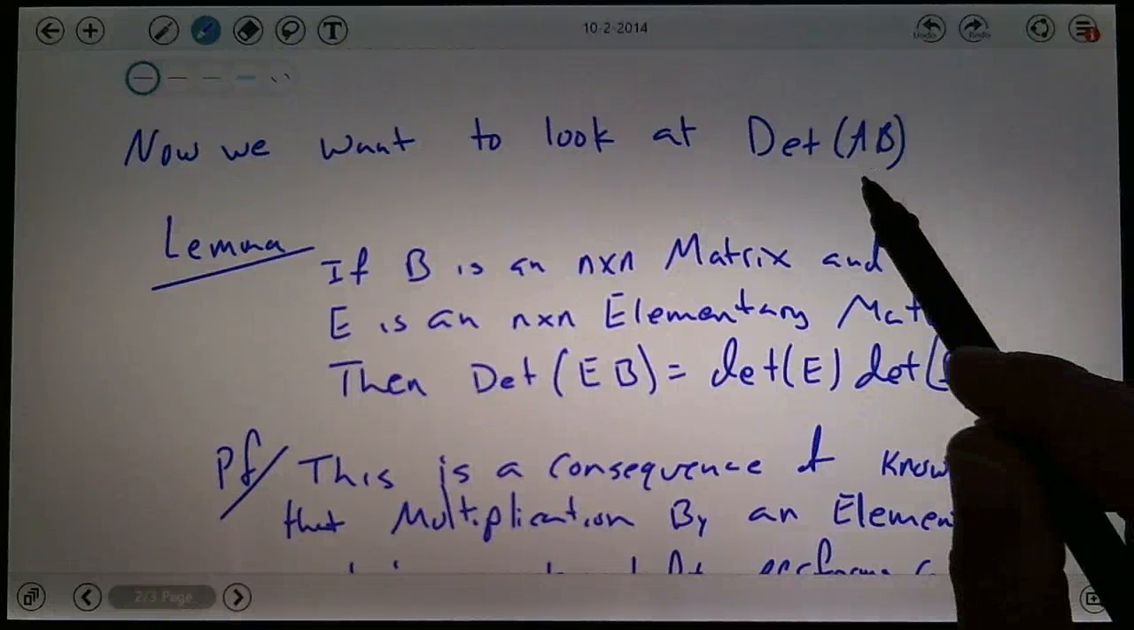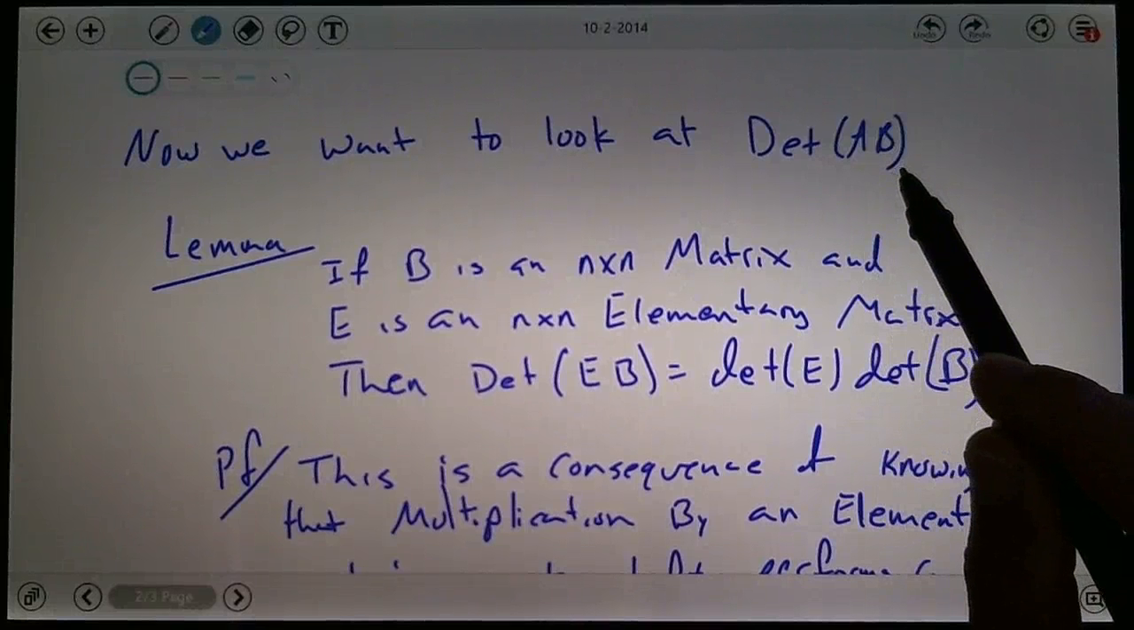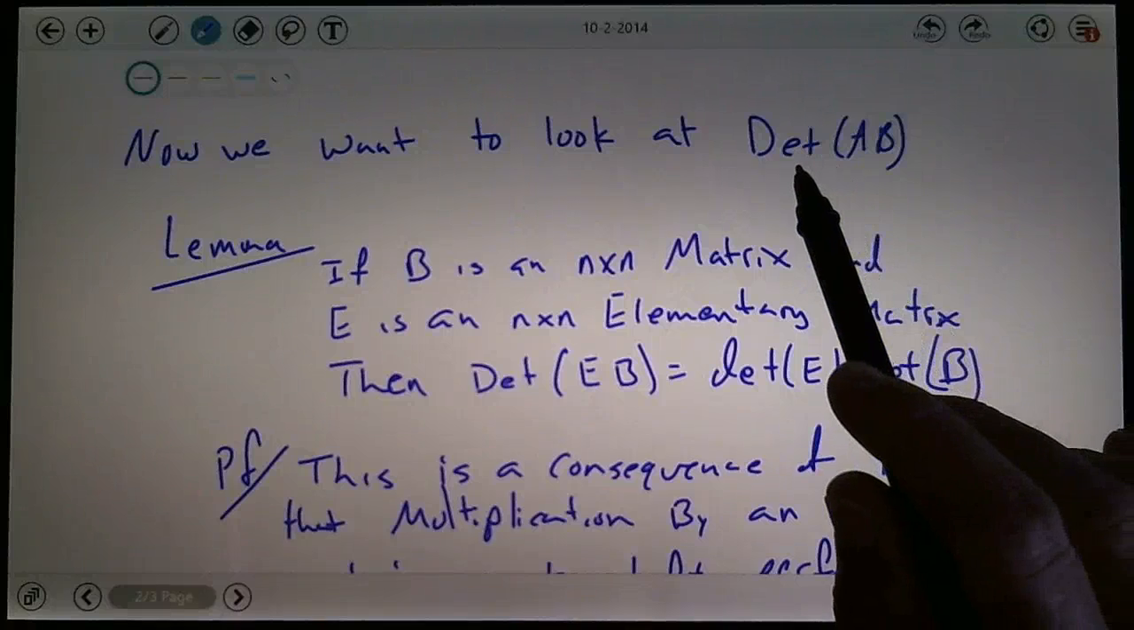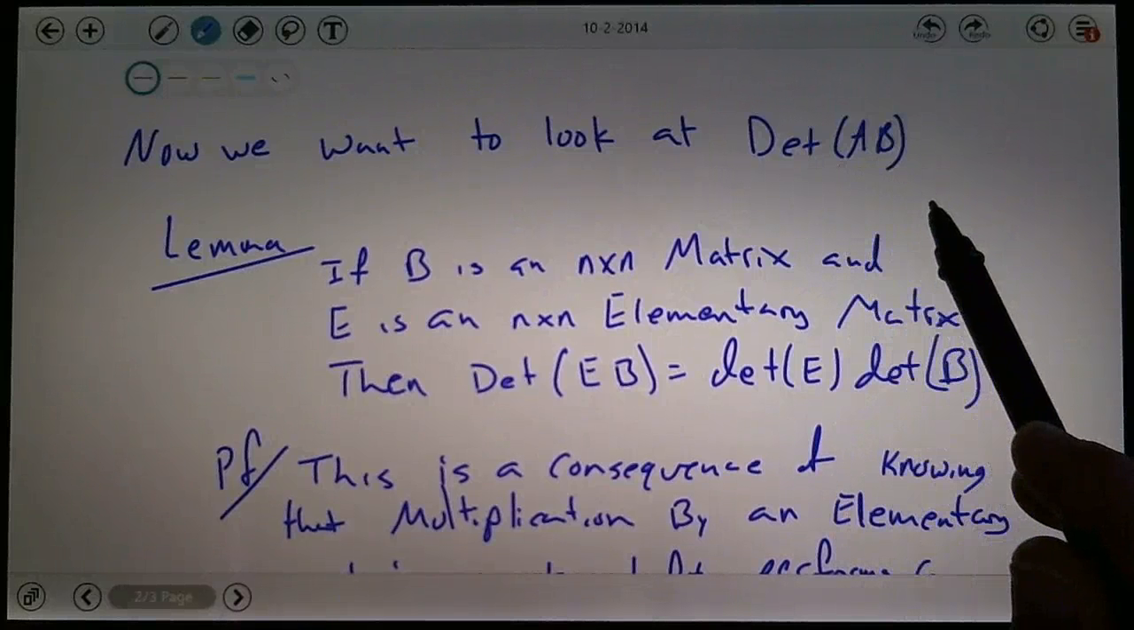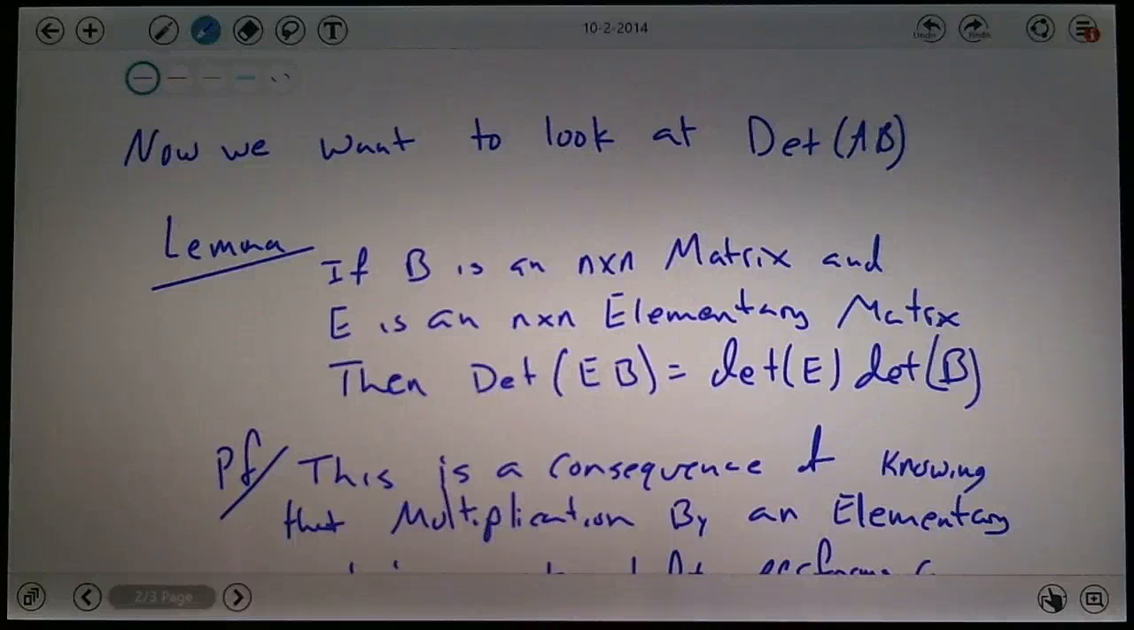In this video, we want to look at the determinant of a product. Now, we're not going to get all the way to what the determinant of a product is, but we're going to get ourselves started, and in the next video, we'll finish that process. So here we go. We're going to start with a lemma.